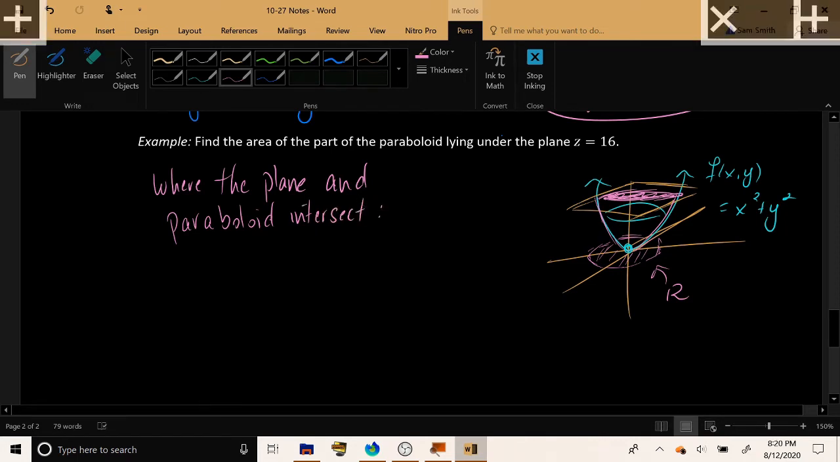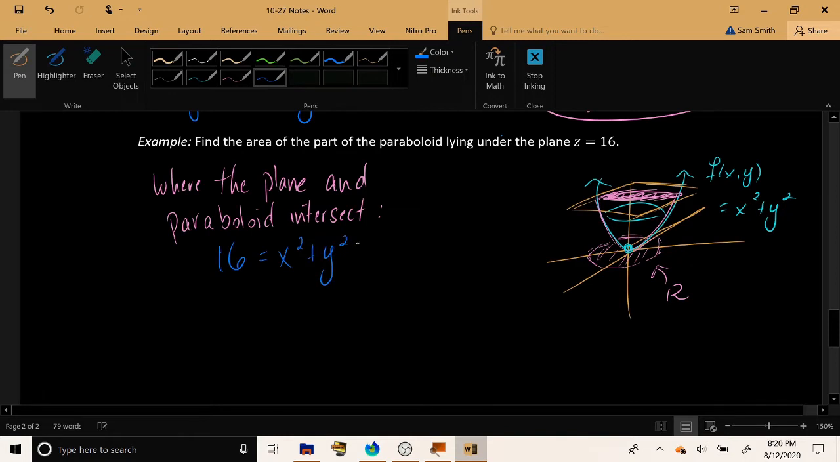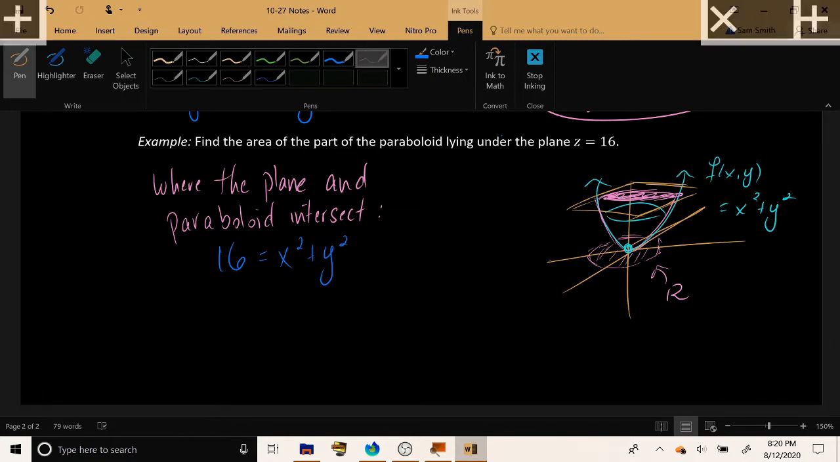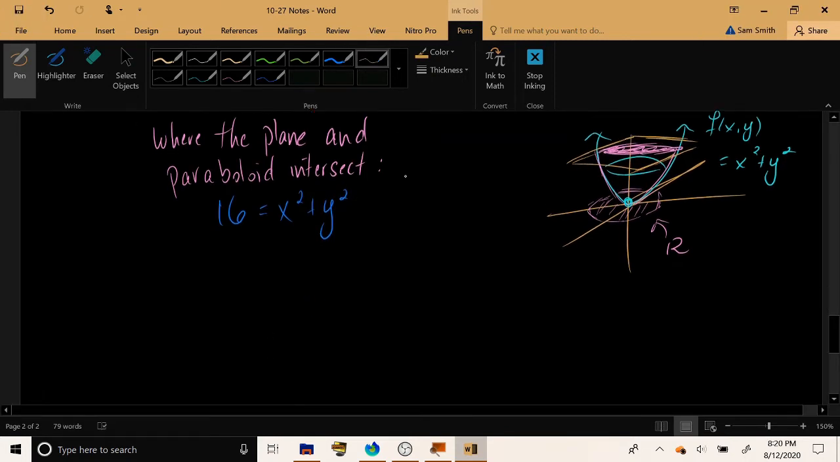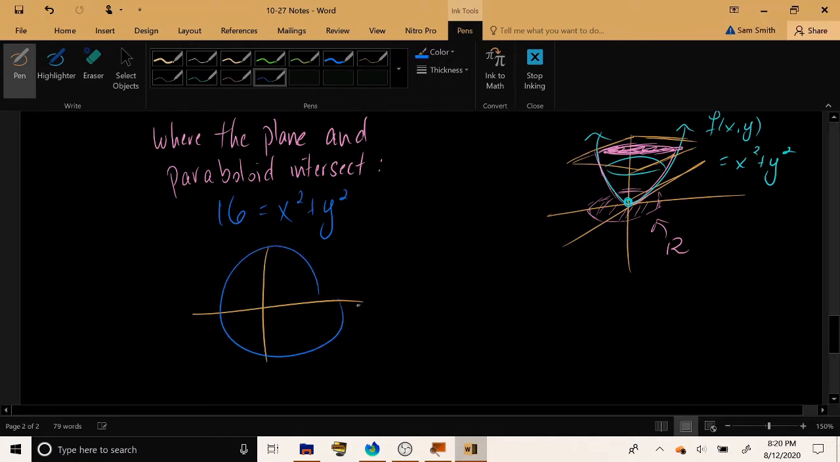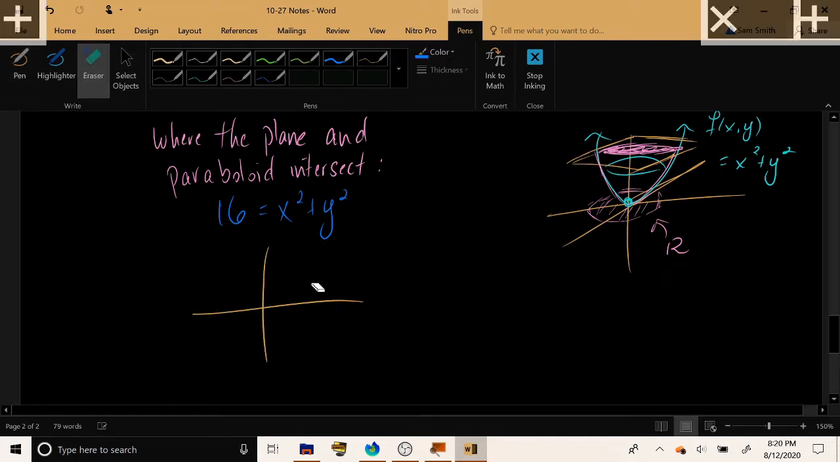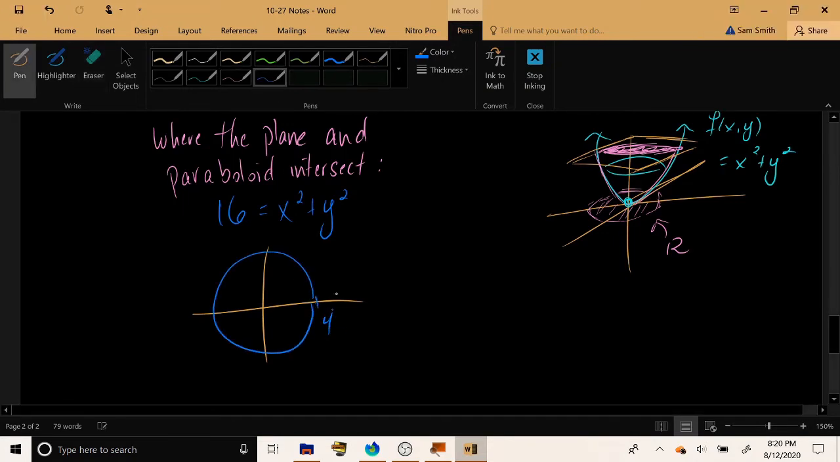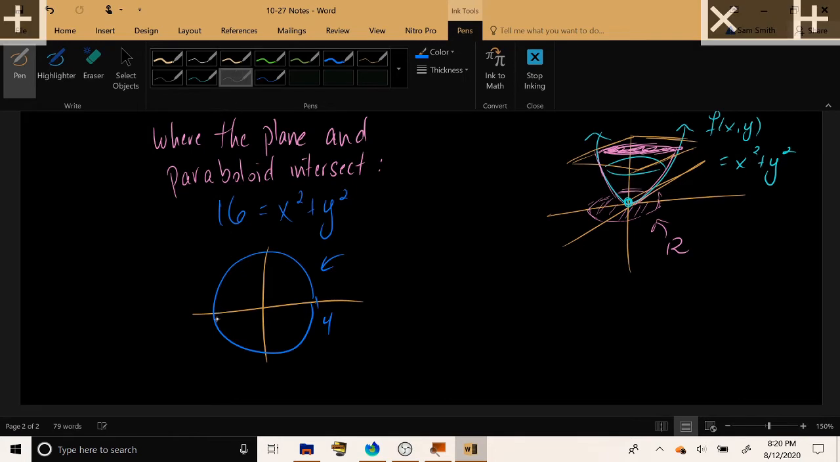Now to figure out the exact specifications of the region R, let's consider where the plane and paraboloid intersect. So let's see where these two intersect. Z is equal to 16 on the one hand from the plane. Z is equal to x squared plus y squared. And so our region R is bounded on the outside by a circle of radius 4. Whew, that got wild, didn't it? Right at the end. There you go. So here we have the region R.